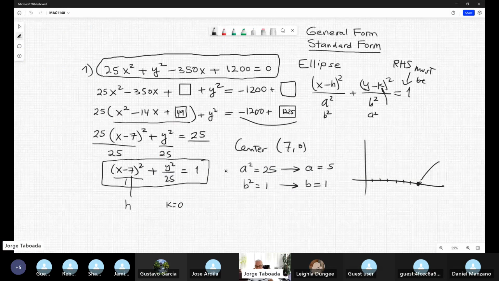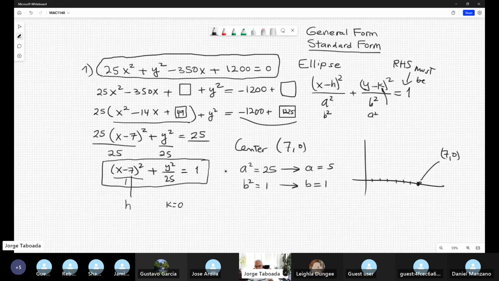Super nice in decimals. But to understand roughly, the center is 7,0. And the major axis is 5: 1, 2, 3, 4, 5. In this case, parallel to the y-axis. This is the x-axis. So that distance is 5.